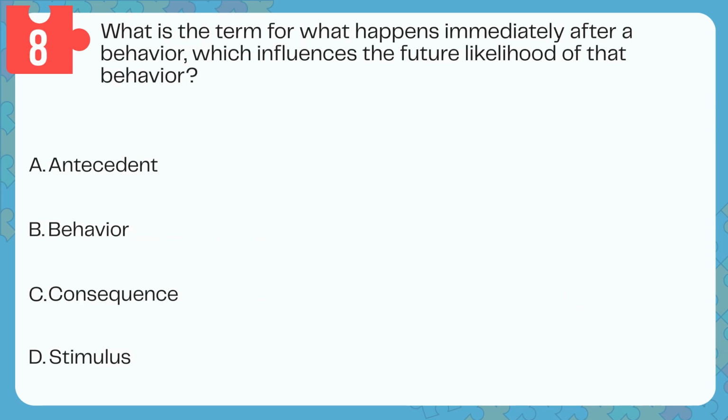Question 8. What is the term for what happens immediately after a behavior, which influences the future likelihood of that behavior? A. Antecedent. B. Behavior. C. Consequence. D. Stimulus.